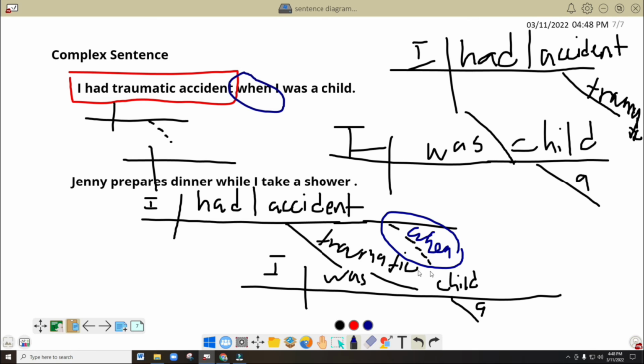So I hope it's clear. So let's do the second one so that you will be able to see this one and understand it far way better.